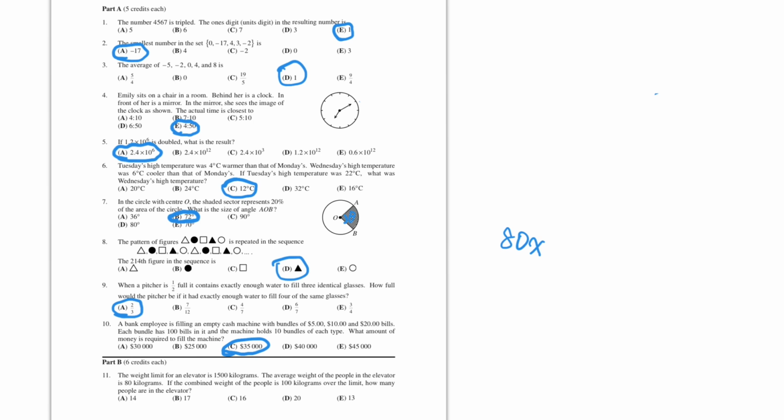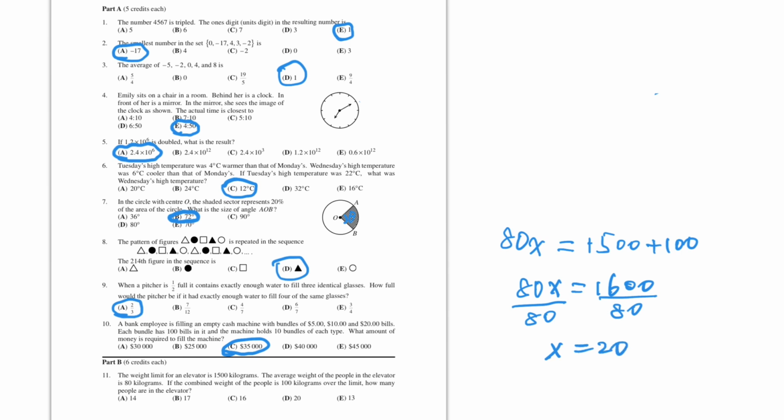And they said the combined weight of the people is 100 kilograms over the limit. The limit is 1,500 and 100 kilograms over the limit. That means 80x equals 1,600. To solve this equation, divide both sides by 80. So x equals 20. The answer is D.